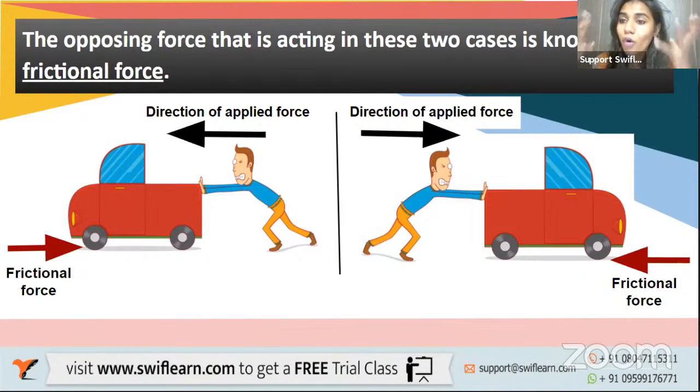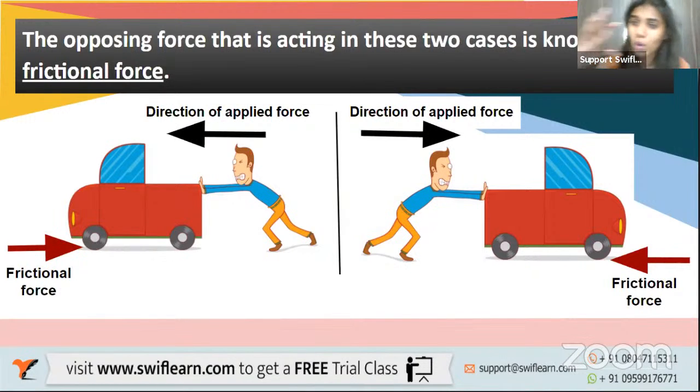Unless and until a force is applied, it cannot change its state of motion, right? Then how is it stopping? It is stopping because of frictional force. Now, in this case, which is the frictional force? Where is the frictional force? The frictional force is acting on the opposite side.